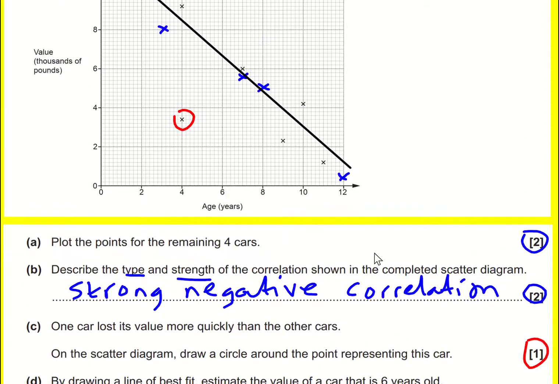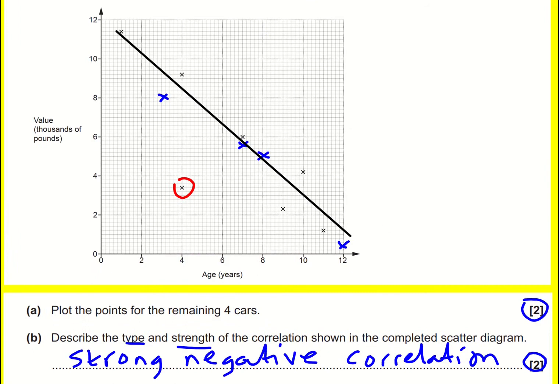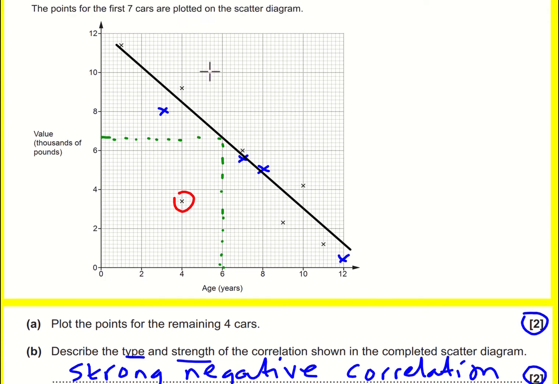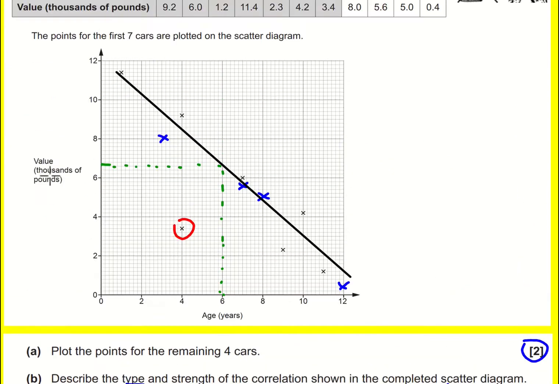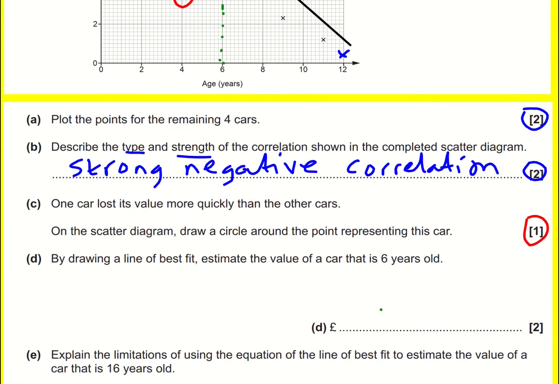Okay, and then I want to estimate a car that's 6 years old, and this is just my line of best fit. Your answer might be slightly different. So I think it's good practice to draw a line. I've drawn a dotted line. It goes up to 6, and then we read it along, and it's going to be 6.6 thousand. It does say in thousands there, so yeah, 6,600 I should really write.